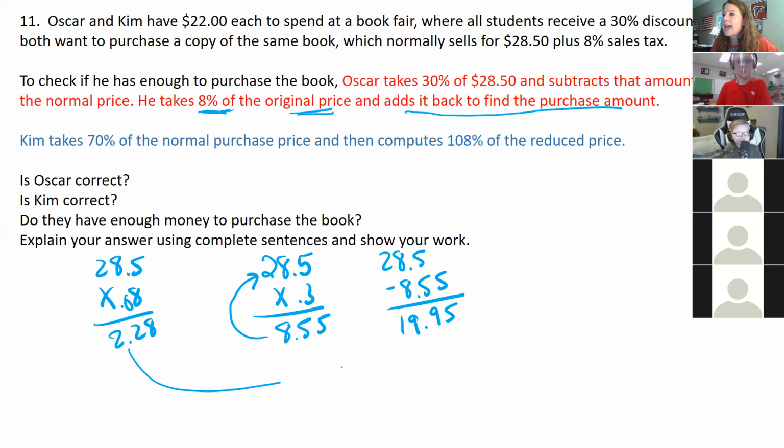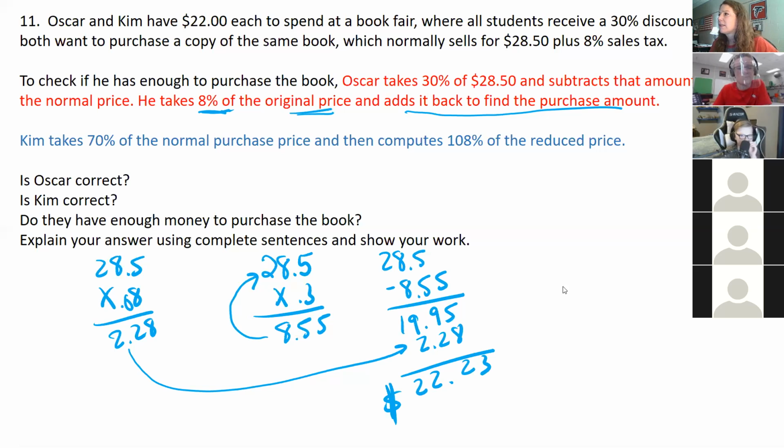So we're going to add the tax to this. So Oscar got plus $19.95. Oscar said the price on sale and with sales tax is $22.23. What do you think about that? Did Oscar do it right? No. No? Okay, well, let's see what Kim did. So this is Oscar's work.